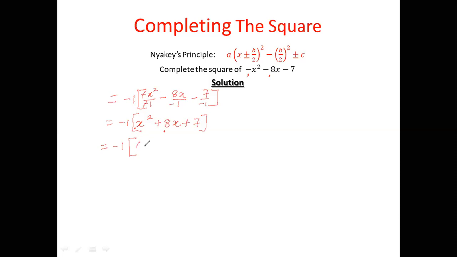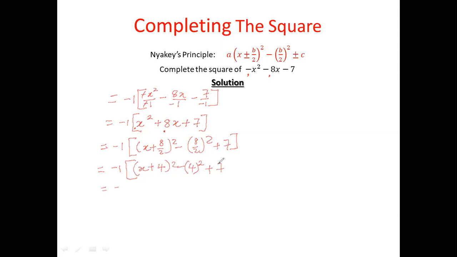Now, so I introduce the bracket. I have plus here, so I maintain plus. Then what do I write here? B over 2. Then I square it, minus. Then I repeat the same thing. B over 2. Then I square it. Then I have plus 7 here. Then the next thing is to simplify. Square bracket, x plus 8 over 2 will give us 4 squared, minus, remember this is 4, so I can just write it here. Or you can say 8 over 2 again is what? 4 squared plus 7.